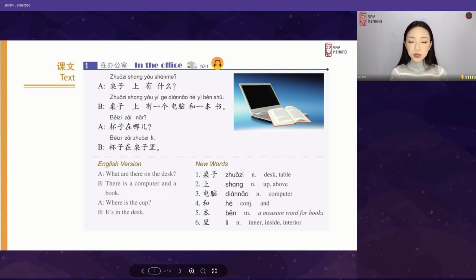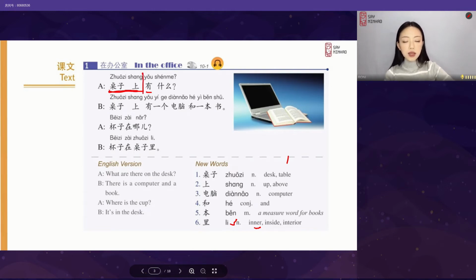桌子上有什么？桌子上有一个电脑和一本书。杯子在哪儿？杯子在桌子里。Okay, now let's see sentence by sentence. First one, 桌子上. 桌子上 is the simplified way to say 桌子上面. 桌子上 is just enough to express our meaning. 桌子上, on the table.